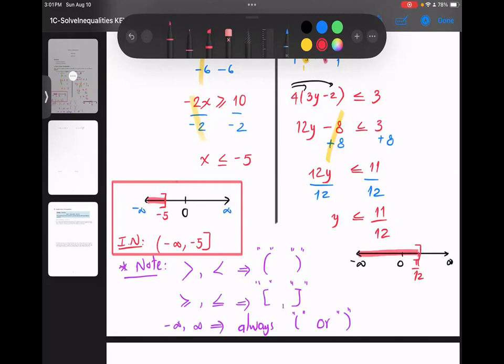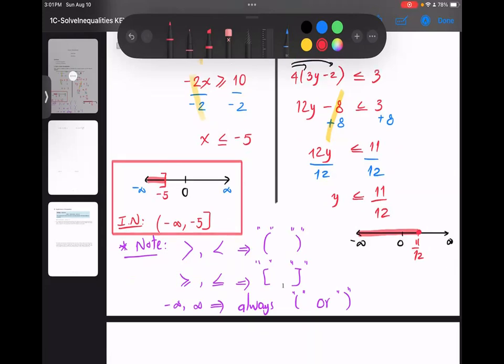Less than or equal to, we're going to use a bracket. Or you can put the solid dot there. A lot of times you're going to see people put a solid dot here, implying that 11 over 12 is included. A hollow dot means it is not included, right? And for the interval notation, it's going to be anything from negative infinity up to 11 over 12, and we include it, so we're going to use a bracket like that. Okay? That would be my answer.